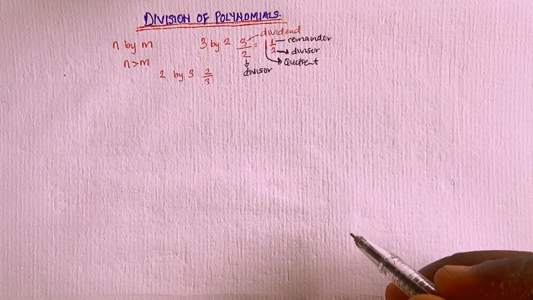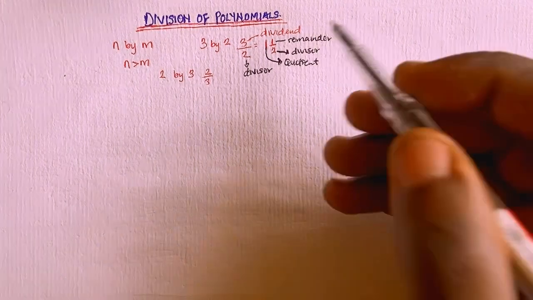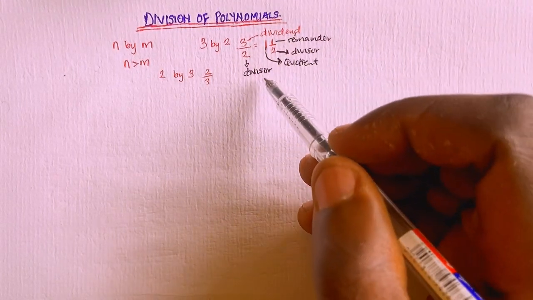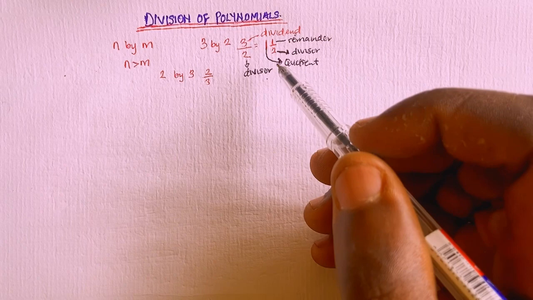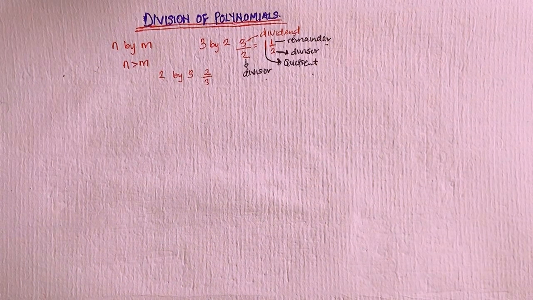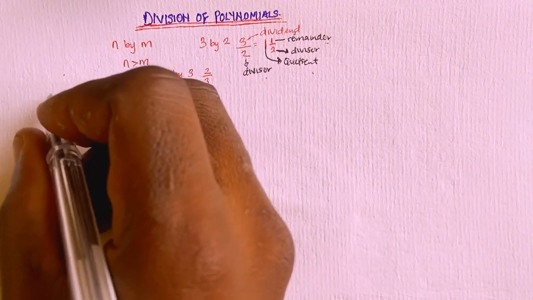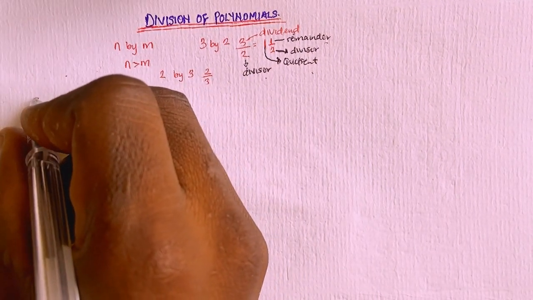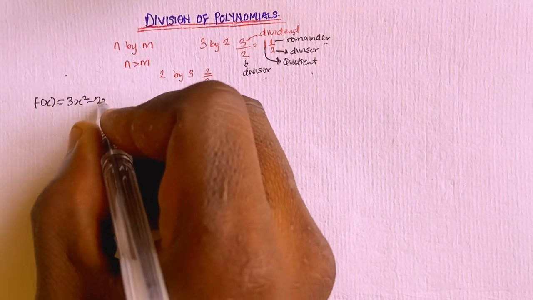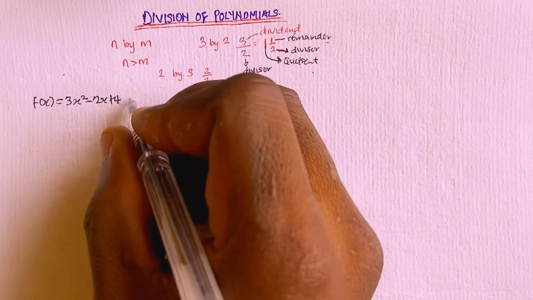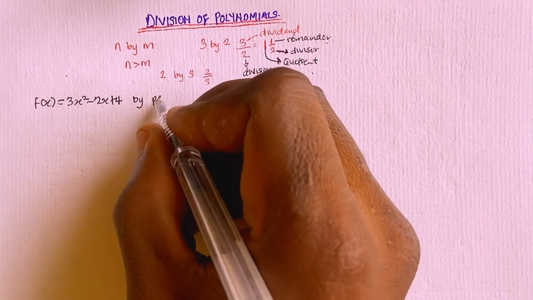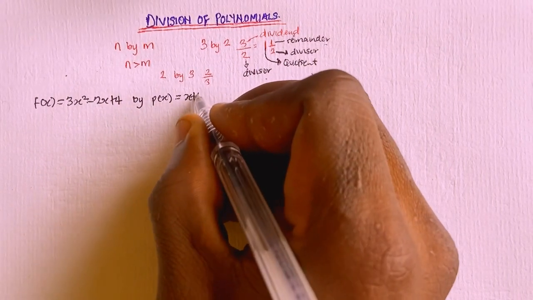So as far as division of polynomials is concerned, these are the parameters that we'll be using. We must be given a dividend and a divisor, so that we can use them to generate the remainder and the quotient. Now, suppose you are given a function f of x equal to 3x squared minus 2x plus 4, and you are asked to divide function f of x by function p of x, which is equal to x plus 2.